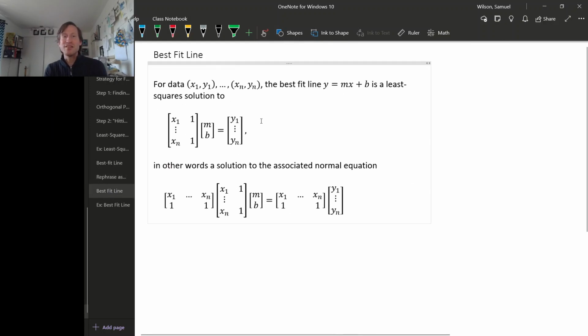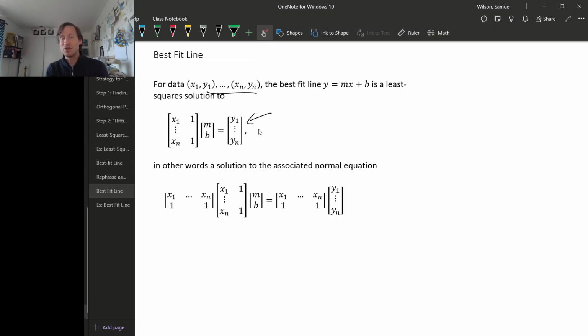So to find the line of best fit for this data, we need a least squares solution for this system of equations. And so what we'll do is just solve the associated normal equation. So that's this guy here: A transpose A times our vector equals A transpose times our right-hand side vector.